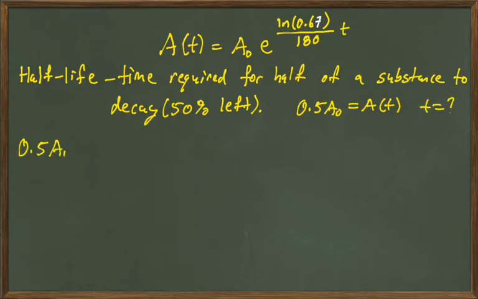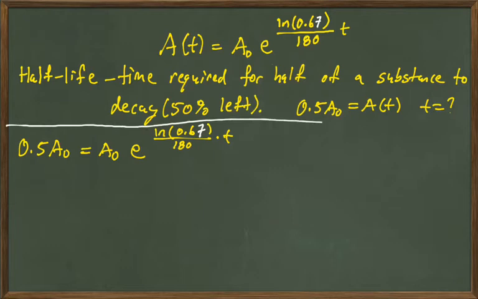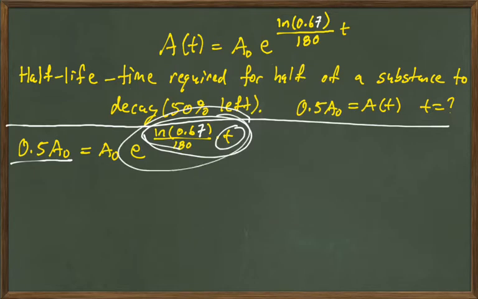So 0.5 A naught is equal to A naught e to the ln of 0.67, okay, so looks like I put 0.63 by accident, so 0.67 over 180 times t. All right, so this is an exponential equation because we're solving for t and it's in the exponent, so we want to isolate that exponential. So we're going to divide by A naught.